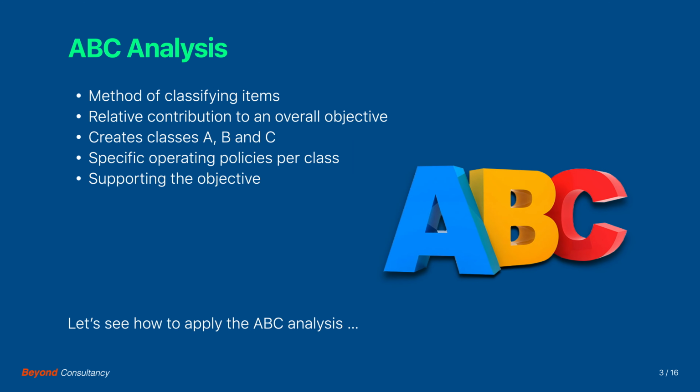The ABC analysis is a method of classifying items, for instance products, according to their relative contribution to an overall objective, for instance sales. It typically creates three classes A, B and C, for which specific operating policies can be designed. If done well, the sum of these policies supports the overall objective. Let us see how to apply the ABC analysis.